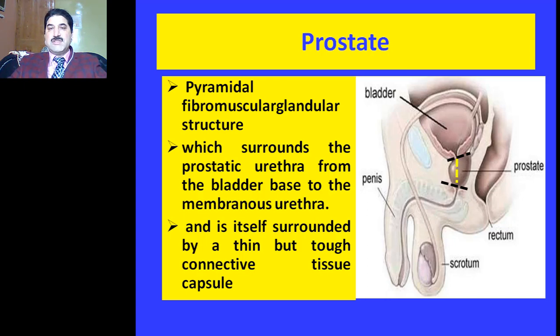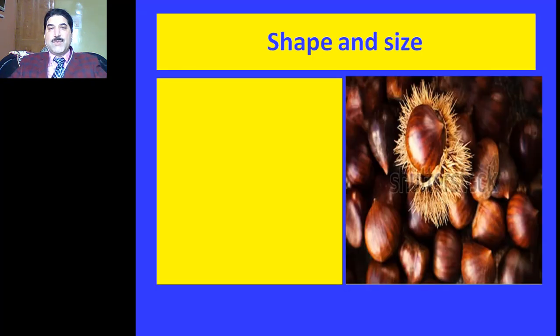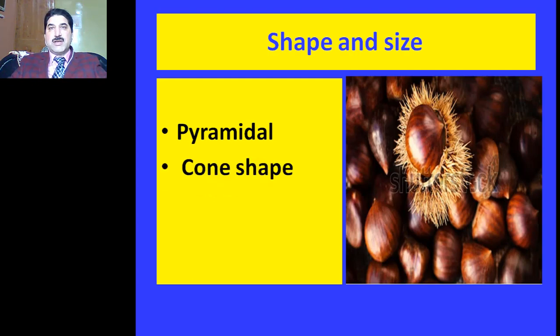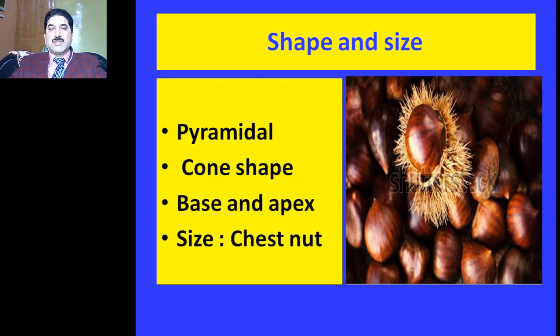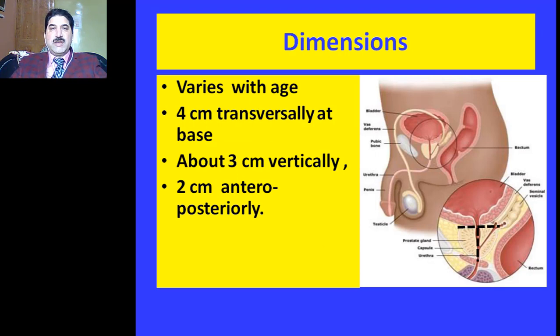It is traversed by the prostatic urethra, which is surrounded by prostatic tissue, and the prostatic tissue itself is enclosed in the prostatic capsule. The shape of the prostate is pyramidal, or conical, with its base applied to the neck of the urinary bladder and its apex resting on the urogenital diaphragm. The size of the prostate is equivalent to that of a chestnut. Dimensions of the prostate vary with age.